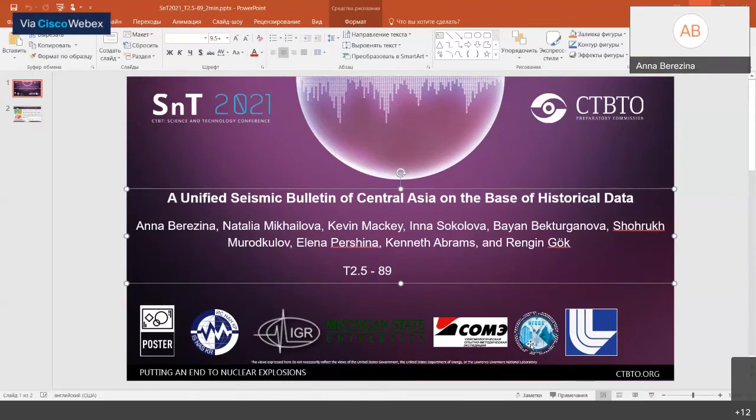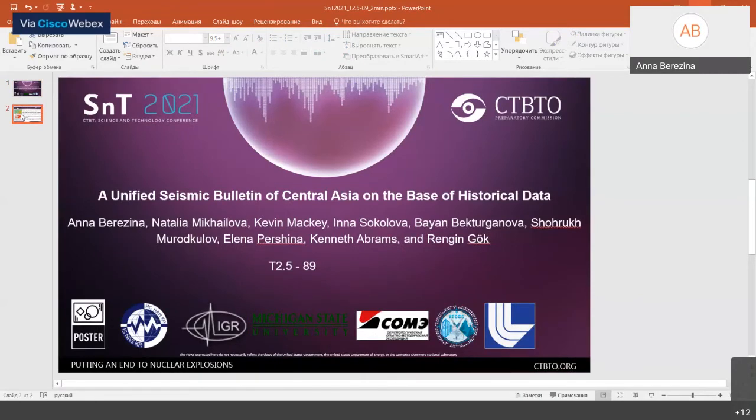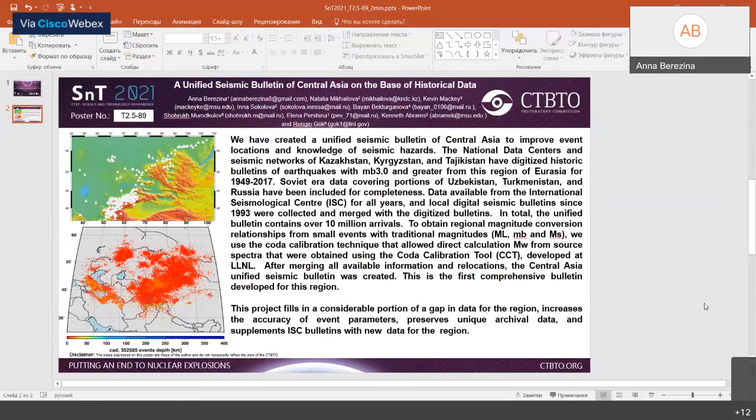I would like to present poster number 89 under the name Unified Seismic Bulletin of Central Asia on the basis of historical data. The purpose of our project is the creation of a unified seismic bulletin for this territory, which will be used for probabilistic seismic hazard assessment for our region. The national data centers and seismic networks of Kazakhstan, Kyrgyzstan, and Tajikistan have digitized historical bulletins of earthquakes with magnitude 3.0 and greater for this region for 1949-2017.